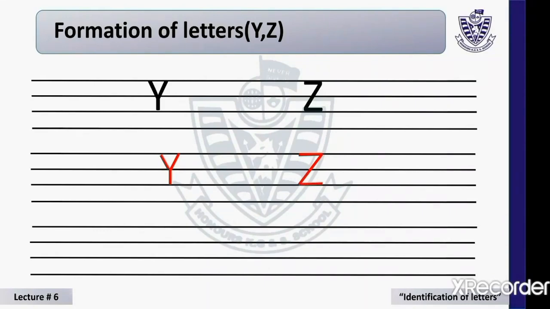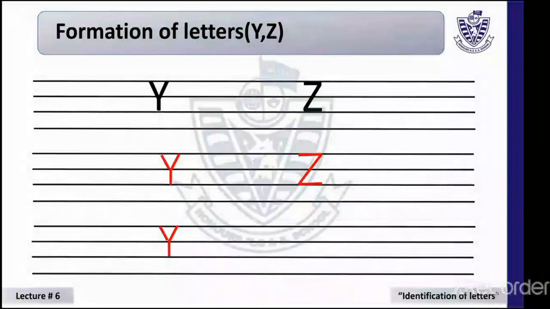It will become Z. Again put your pencil on first line and make a small slipping line in upper two lines. Again put your pencil on first line and make a small slipping line in upper two lines. Put your pencil on second line and make a straight line in middle two lines. It will become Y. Put your pencil on first line and make a slipping line. Again put your pencil on first line and make a slanting line and stop it on third line. Again put your pencil on third line and make a slipping line. It will become Z.